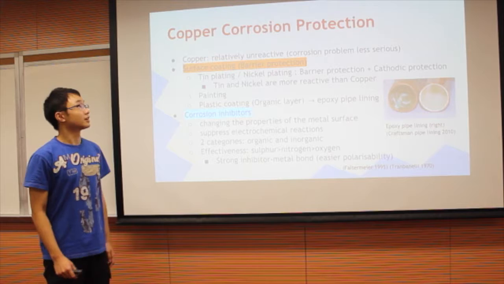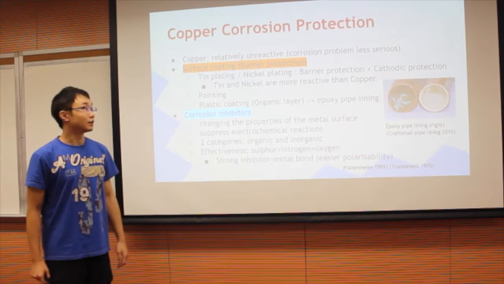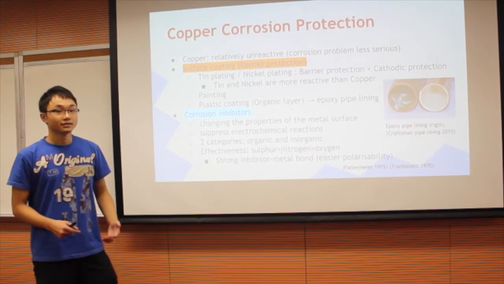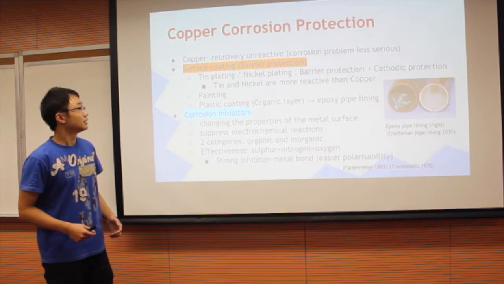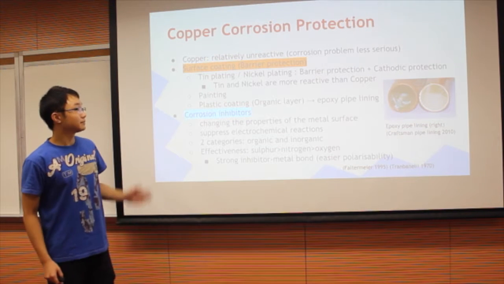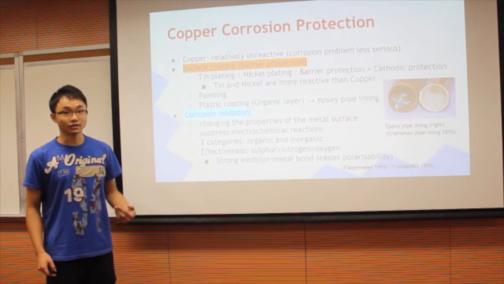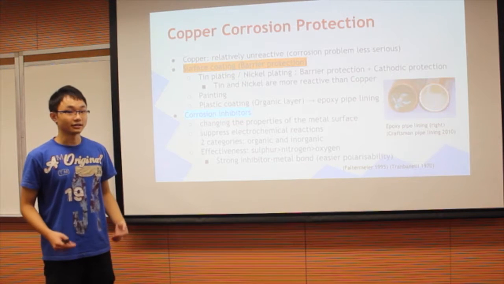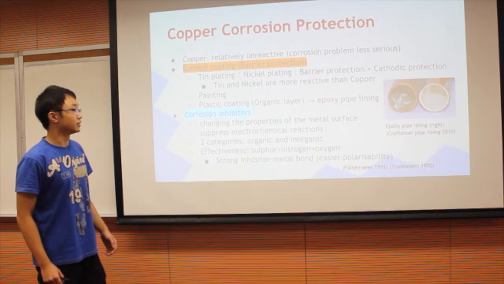Now I'm going to talk about copper corrosion protection. Copper is a relatively unreactive material, and the corrosion problem is less serious. And there are mainly two methods for preventing copper corrosion. The first one is surface coating. Through tin plating and nickel plating, it provides barrier protection and also cathodic protection. Because tin and nickel are more reactive than copper, they will preferentially lose electrons, so that copper is less likely to corrode.